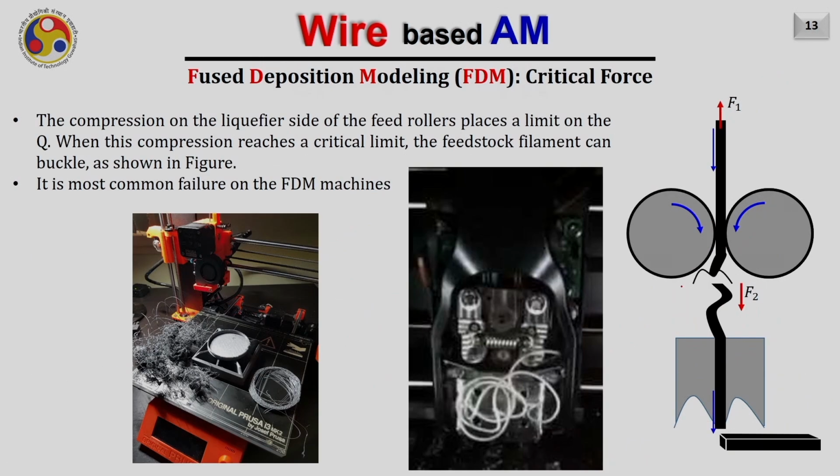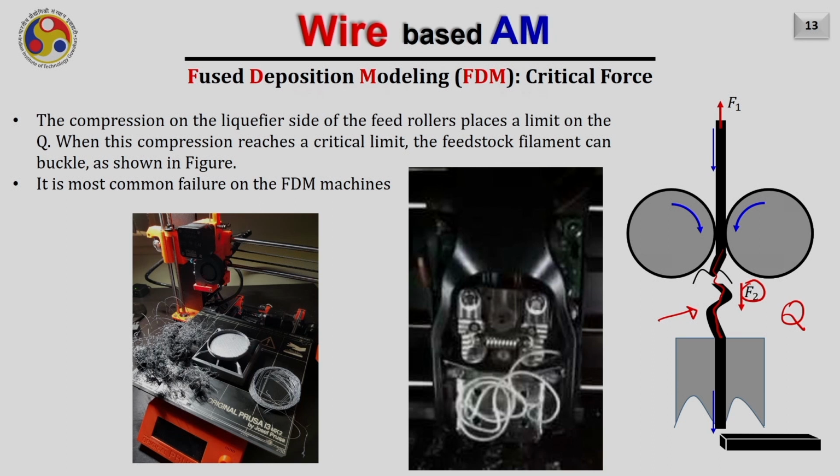So, what will happen? When we are applying a compression load here, it may happen that the wire may buckle at this location. So, the compression on the liquefier side of the feed roller places a limit on the Q or the flow rate Q. Why so? Because when this compression reaches a critical limit, the feedstock filament can buckle like shown here. And it is the most common failure in most of the FDM machines.